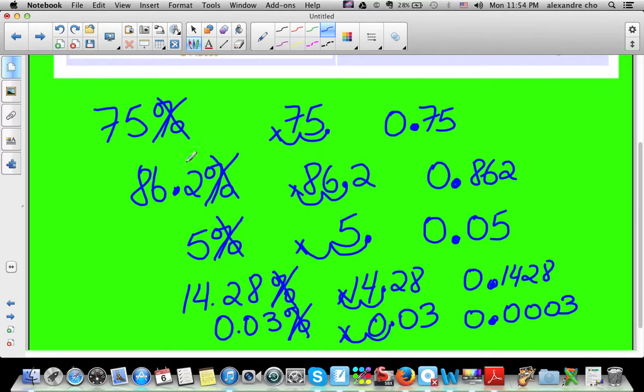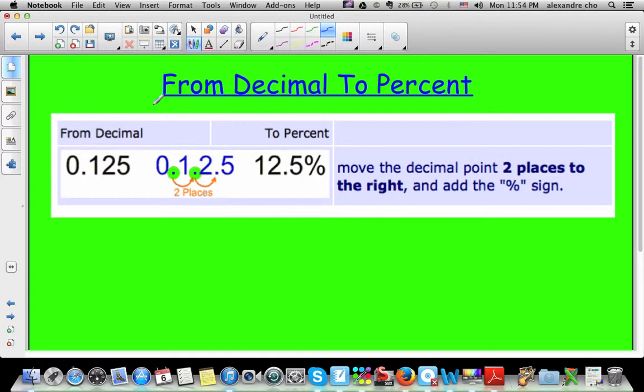Okay? Next page. Okay, so copy first, press pause, and then when you come back, we'll do it. Okay?